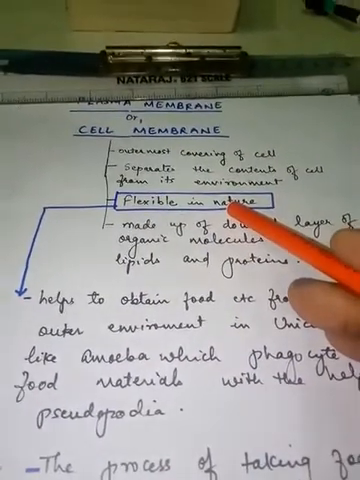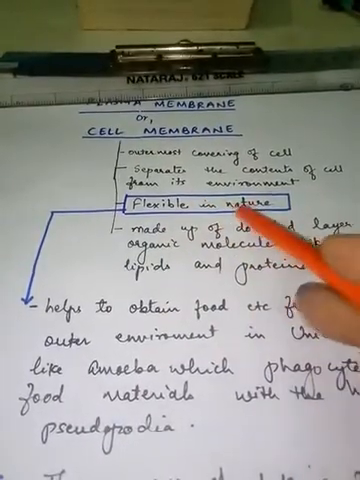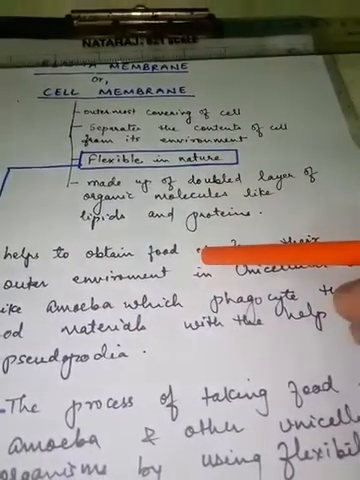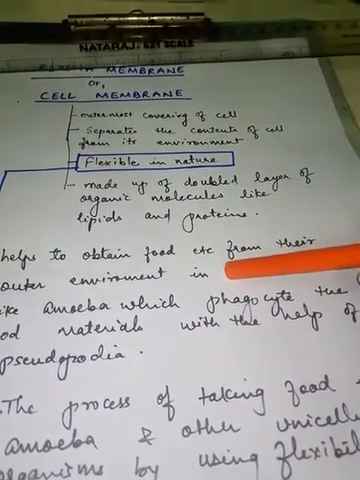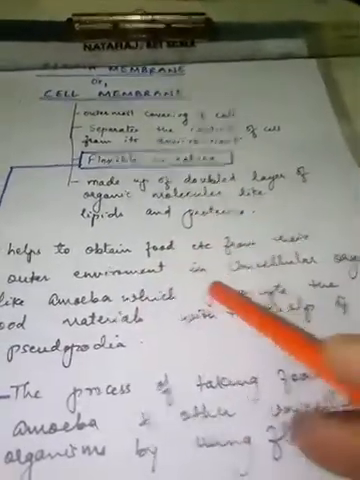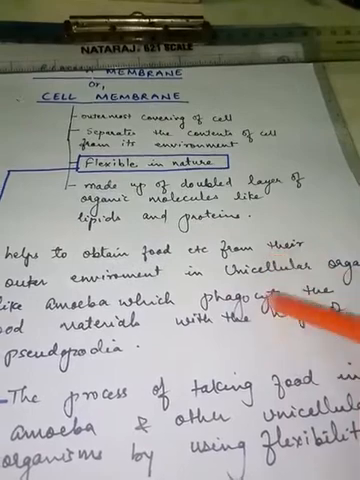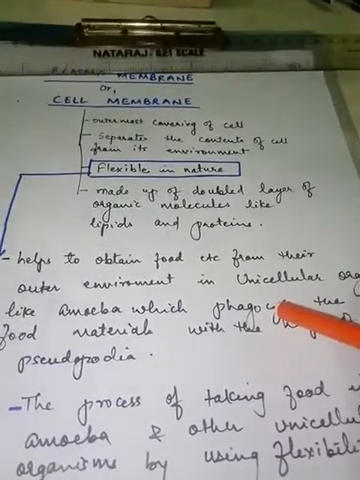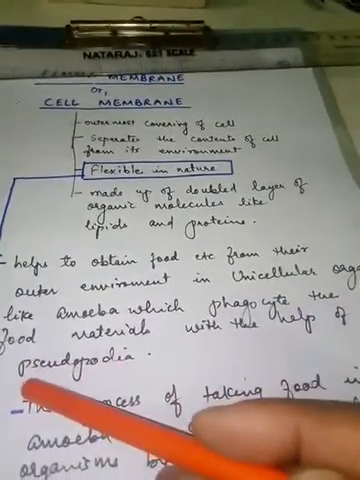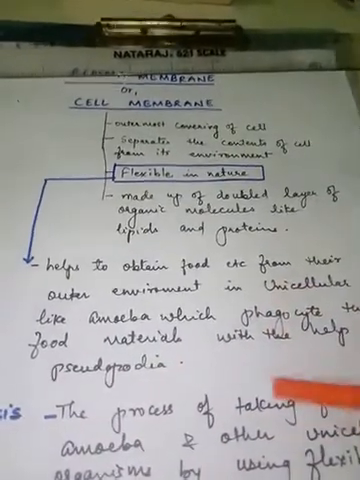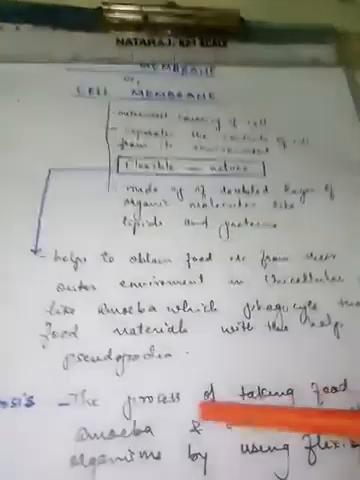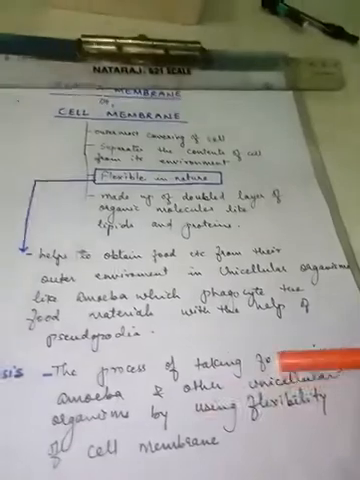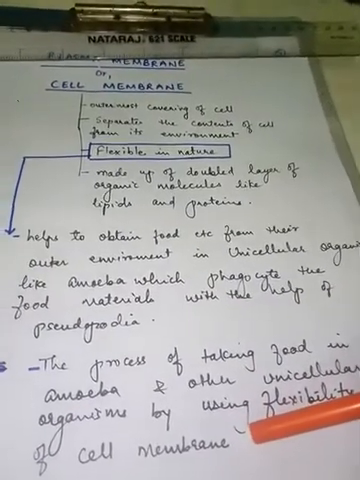Next very important feature about plasma membrane is that it is flexible in nature, and this flexibility plays a very important role, especially in case of unicellular organism, because this flexibility helps the unicellular organism to find out their food or to take their food from their outer environment by the process which is called as phagocytosis. Phagocytosis is the process of taking food in amoeba or other unicellular organisms by using flexibility of the cell membrane.